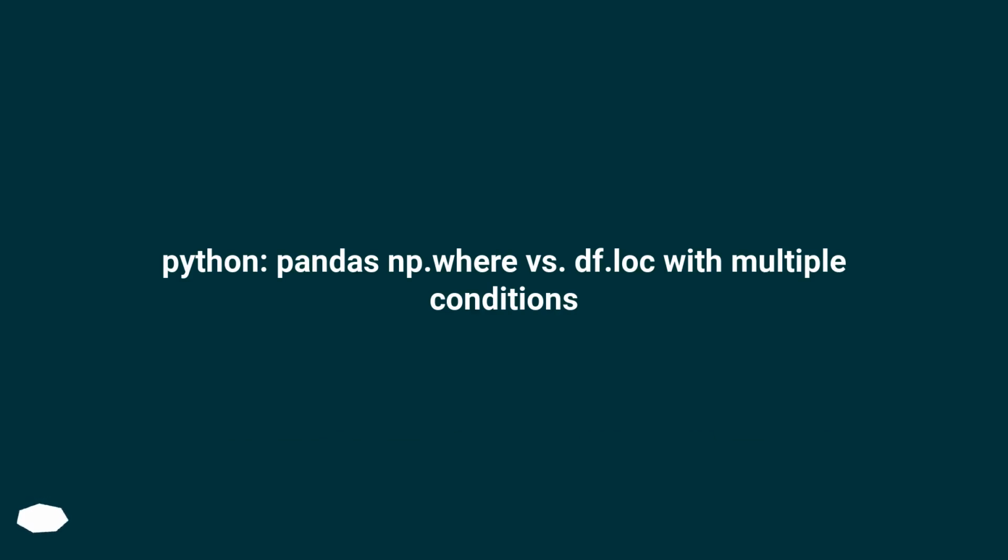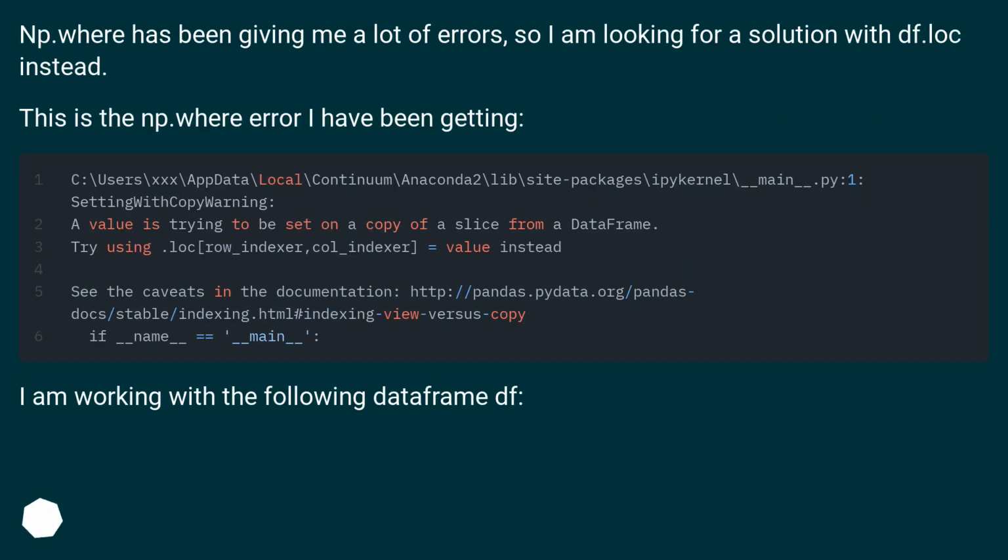Python, pandas: np.where versus df.loc with multiple conditions. np.where has been giving me a lot of errors, so I am looking for a solution with df.loc instead. This is the np.where error I have been getting.